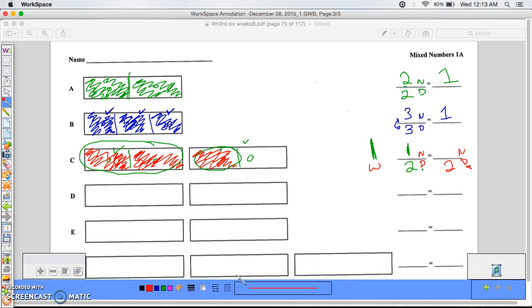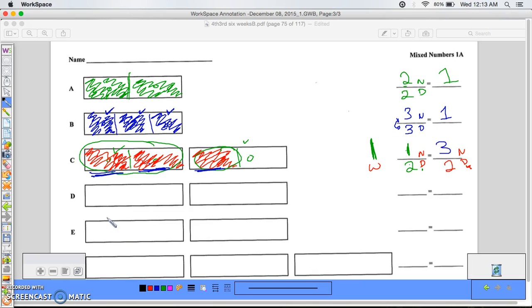Now the numerator, all you're going to do is count how many pieces are shaded in all, or in total. 1, 2, 3. Okay, so there's my numerator, 3/2. So you see, 1 and 1/2 is equal to 3/2. This is your improper fraction. And you see how the picture doesn't change? It means the same thing. That's why these two are equivalent.